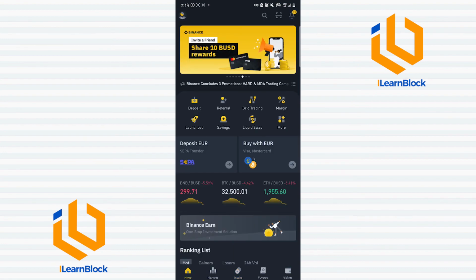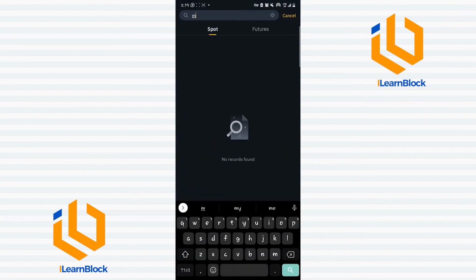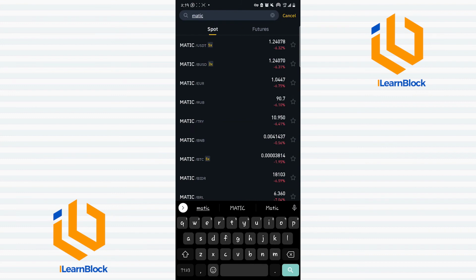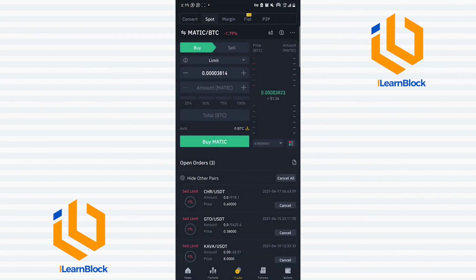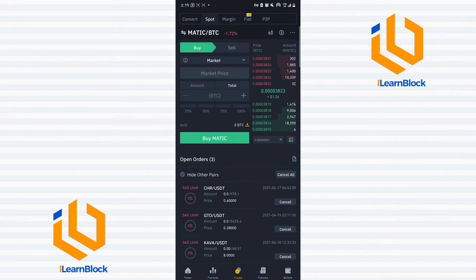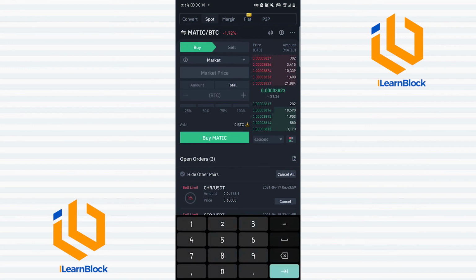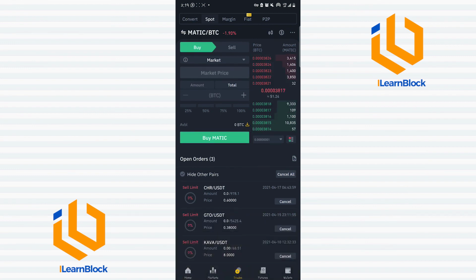Now let's say I would like to buy Matic with BTC. Let's say I'm holding some Bitcoin and I would like to buy Matic with BTC instead of USDT. So I click on BTC, I click buy, and I can also apply the same process. Enter the amount of Matic I would like to buy in case I want to buy it at a certain price, and then click on buy. Or if I want to buy it at the current market price, I just enter how many BTC I would like to spend. That is how to buy any coin on Binance.